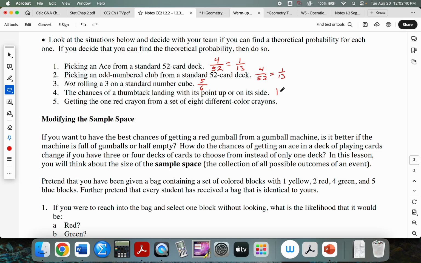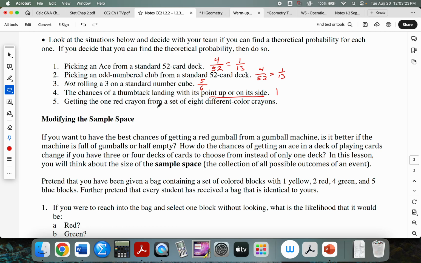No. Here I'm doing both, point up or on its side. If I asked what's the probability of being point up, you might say it's 1 out of 2. But I actually think it's probably less than that. Couldn't it land on the point though? No. I mean, if you just chuck it, it's not going to stick unless you're on something really soft.